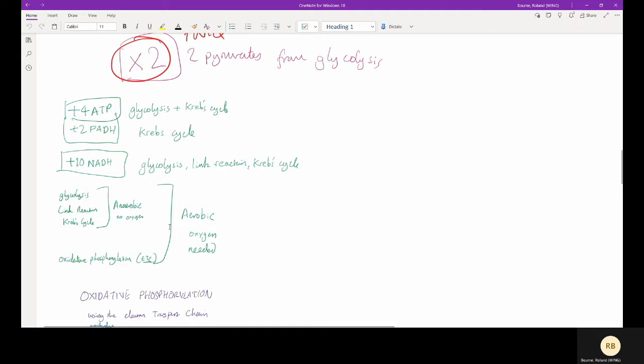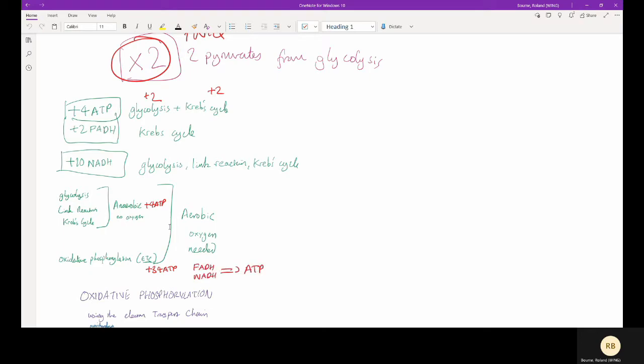We get a gain of 4 ATP, 2 in glycolysis and 2 in the Krebs cycle. We get 2 FADH and 10 NADH, 2 in glycolysis, and 8 in the Krebs cycle and link reaction. 4 ATP on its own is not very much for such a complicated process. And this brings us onto the final process called oxidative phosphorylation, or the electron transport chain. This process requires oxygen and involves NADHs and FADHs being converted into ATP.